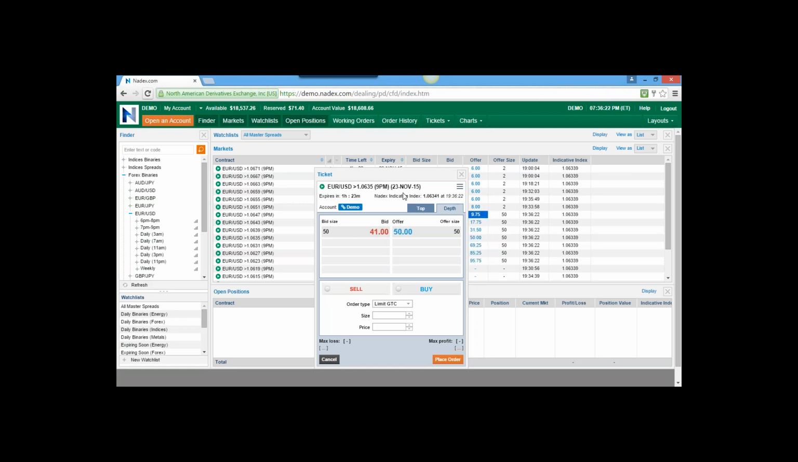So it's kind of like a 50-50 thing, right? Depending on what happens, it might end up being worth 0. It might end up being worth 100. It's kind of right on the fence. That makes sense? Okay, that's an at the money binary.